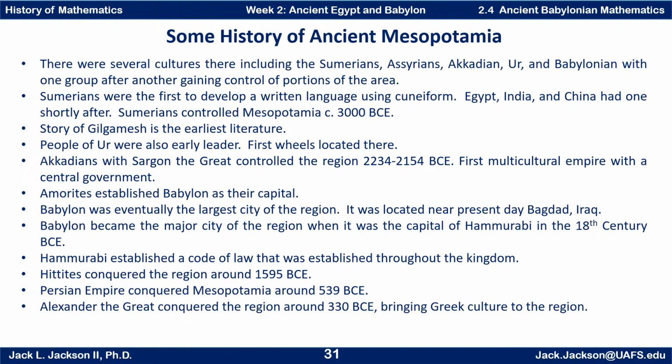Alexander the Great conquered the region, including what was the Persian Empire and many others, around 330 BCE, bringing Greek culture to the region. He established many cities. We'll talk more about Alexander the Great later. But among other things, even though he was from Macedonia originally, his plan was probably to come back and make Babylon the capital of his empire.